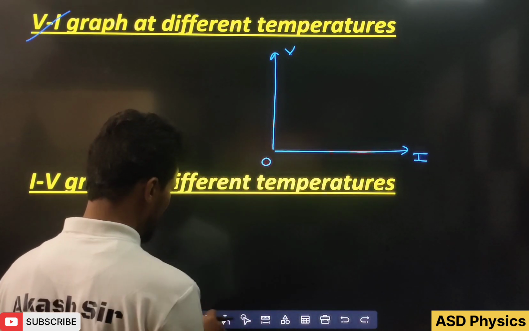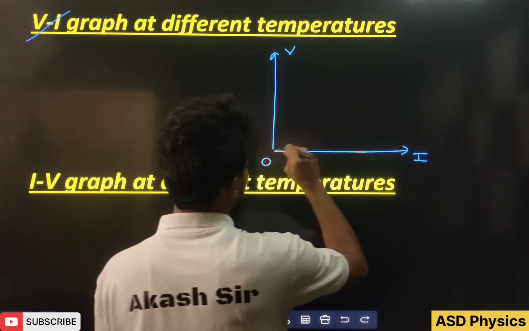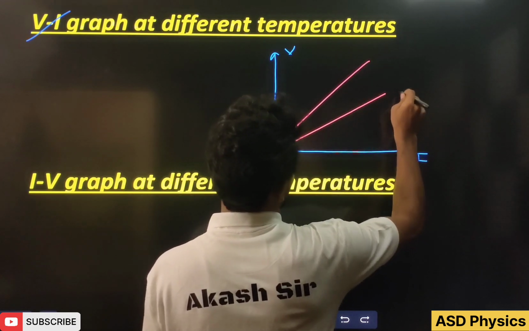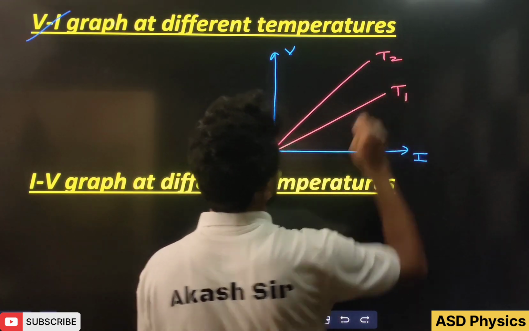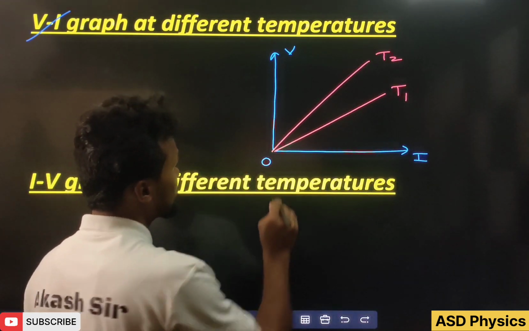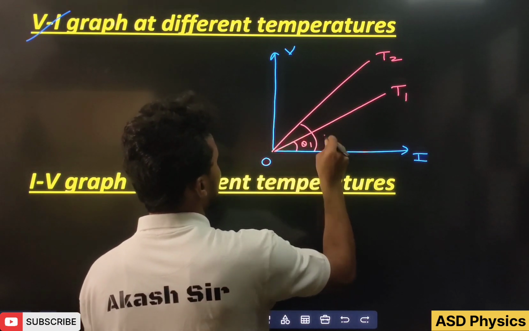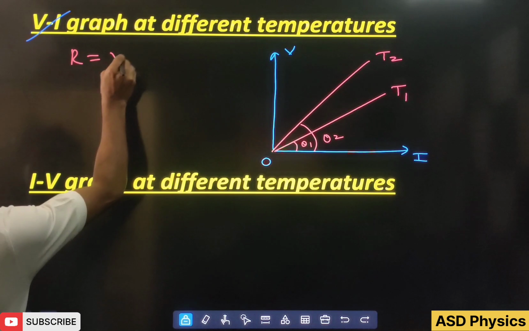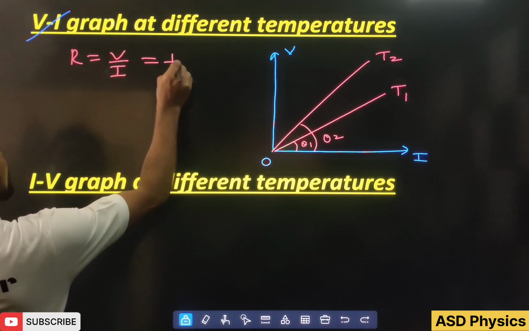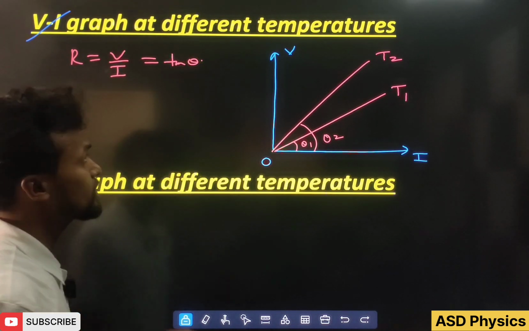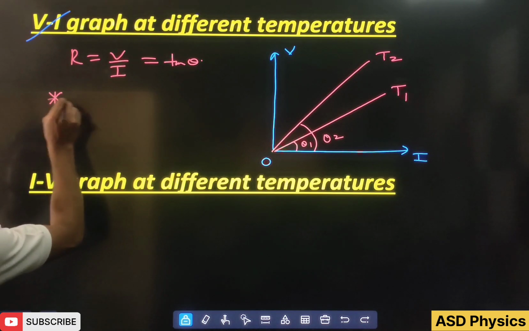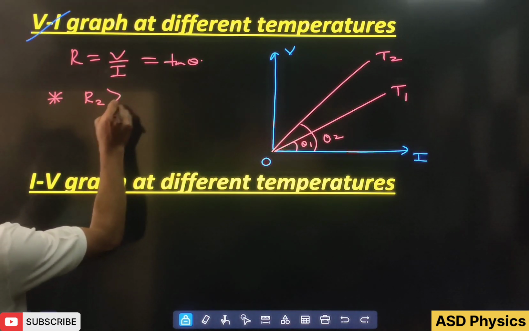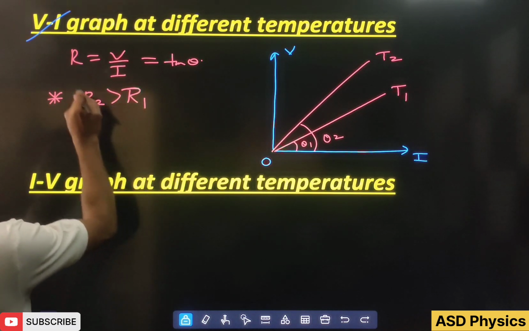Okay, and if I draw the graph here, let's take for example this one and this one. This is at temperature T1, this is at temperature T2. Then you know what will happen here. Let's take this angle θ1 and this angle θ2. I have taught you very well, R equals V by I, which is equal to tan θ. You know very well that where the slope is more, θ2 is more than θ1. So R2 is greater than R1.